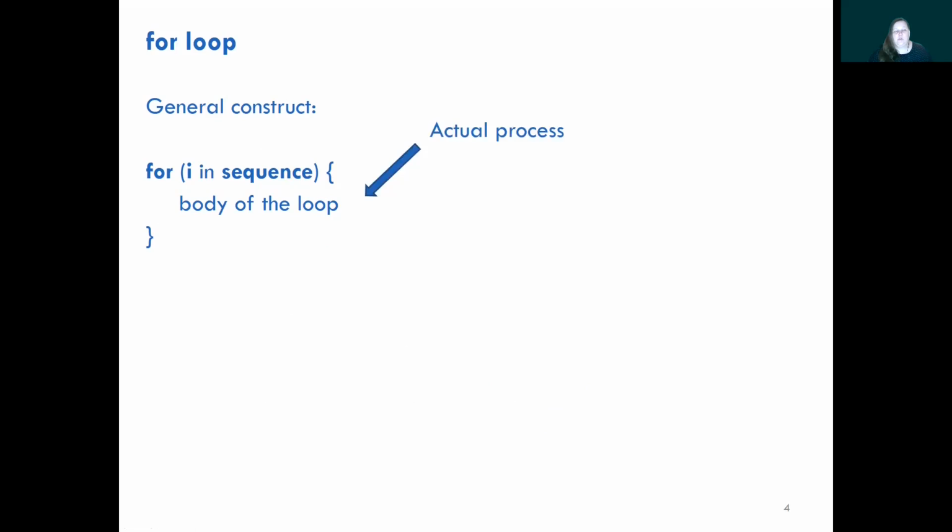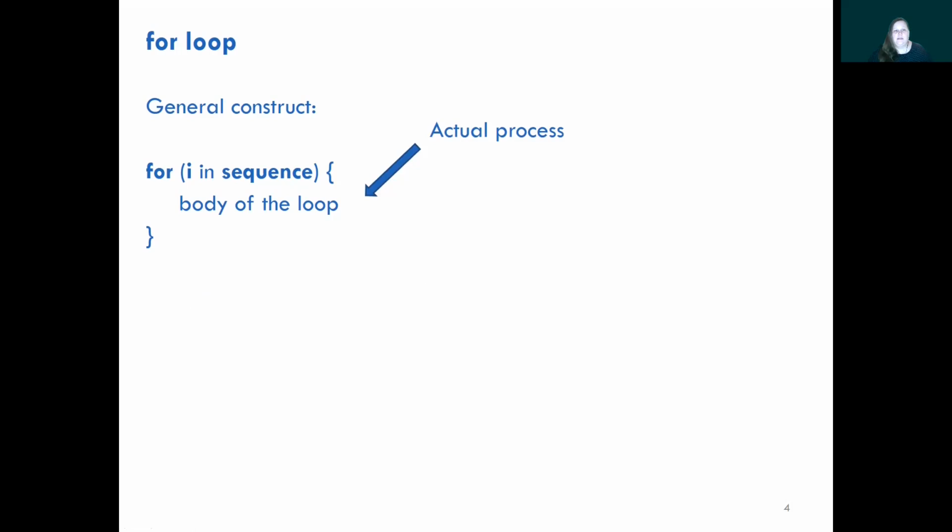I will shortly introduce the for loop. So the general construct of the for loop is basically this. We have this first part that is just named for, and then we have this argument here, so this input, which in this case is just i in a sequence. And i in this case is the counter or the running index. And then we have the curly braces here, at the beginning and at the end, right? And in between, we have the actual body of the loop, which is the code inside. So this is where the actual process is happening. So it's within those curly braces.